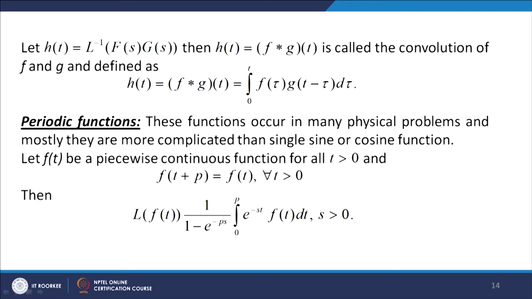Now, let us look at periodic functions. These functions occur in many physical problems and mostly they are more complicated than a single sine or cosine function. Let f(t) be a piecewise continuous function for all t greater than 0 and f(t plus p) equal to f(t) for all t greater than 0. Then L of f(t) is equal to 1 over 1 minus e to the power minus p s, times the integral from 0 to p of e to the power minus s t into f(t) dt, where s is greater than 0.